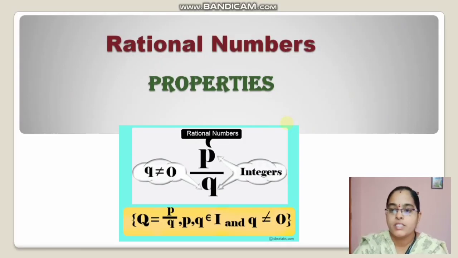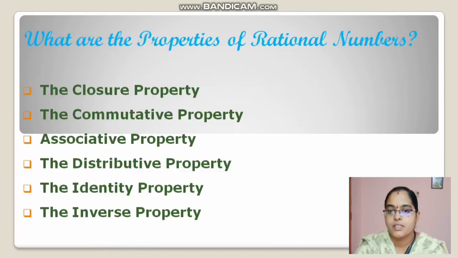In this video, we will see the properties of rational numbers. In the previous video, we learned about rational numbers and how to do the basic arithmetic operations on rational numbers. Now, see the properties of rational numbers. What are the properties we have in rational numbers? We have closure property, commutative property, associative property, distributive property, identity property and inverse property.